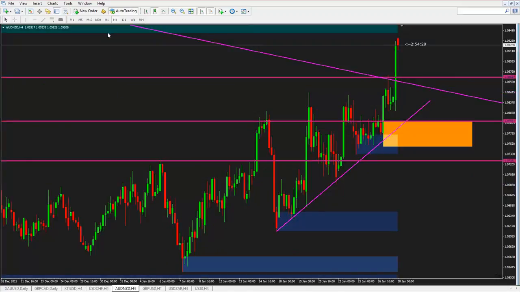Australian dollar, New Zealand dollar. As you can see, we've had a nice move up. I've been trying to get into this this week. Unfortunately, a few things stopped me from doing that. I think I did get stopped out on one occasion.